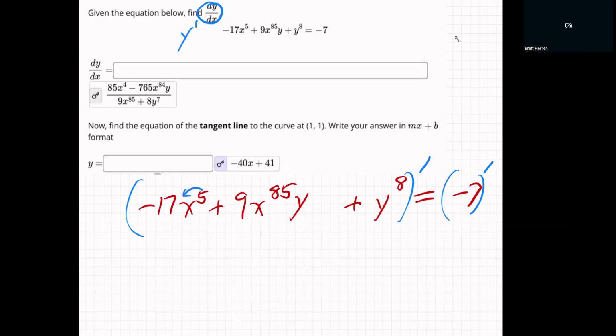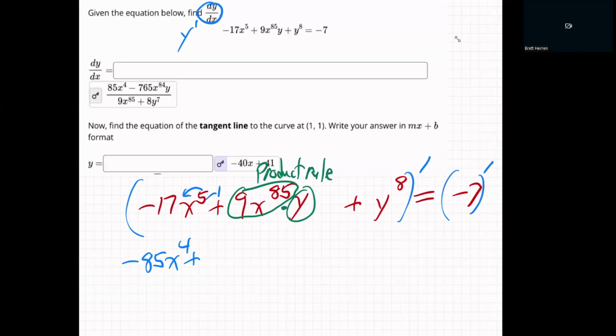So this 5 comes down, that'd be minus 85 x to the subtract 1 from the power, x to the fourth, plus. Now, this part's tricky because this is chain rule. I'm sorry, product rule. See how it's two functions multiplied together? That's product rule. Two functions multiplied together. So that means we take the derivative, we take turns. So this guy goes first.